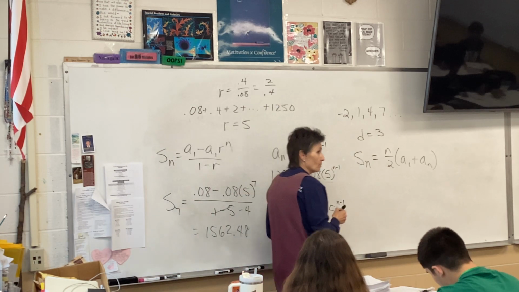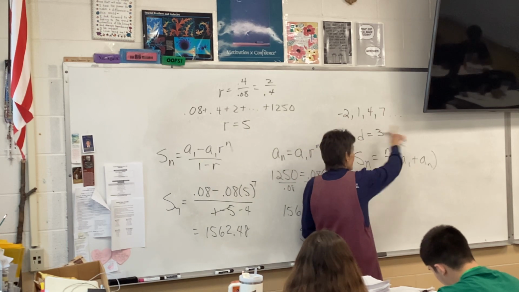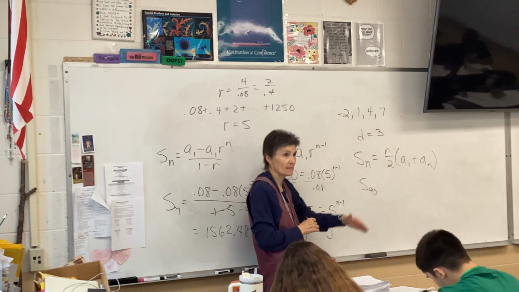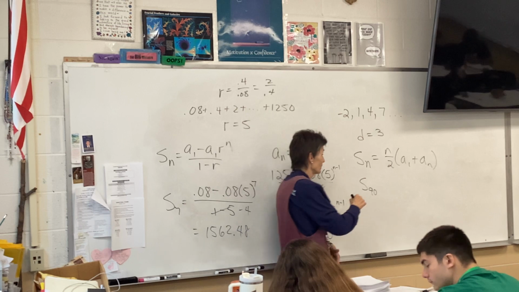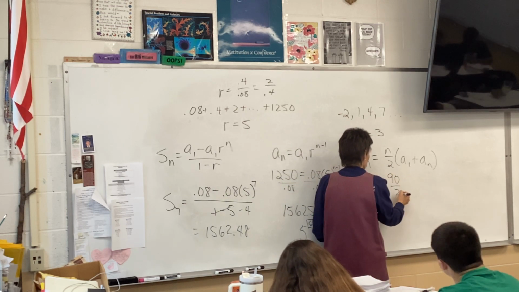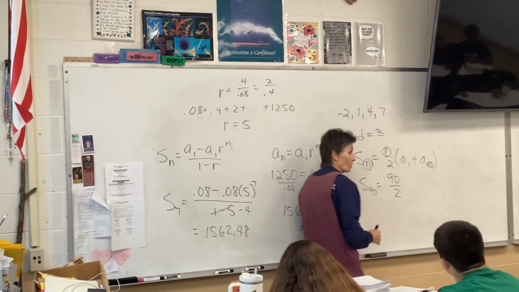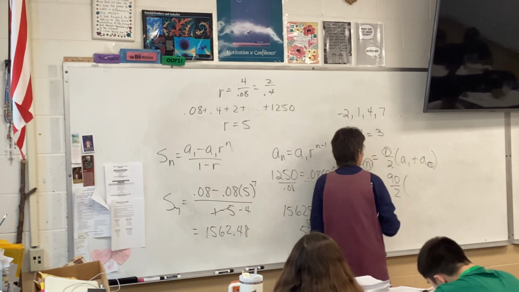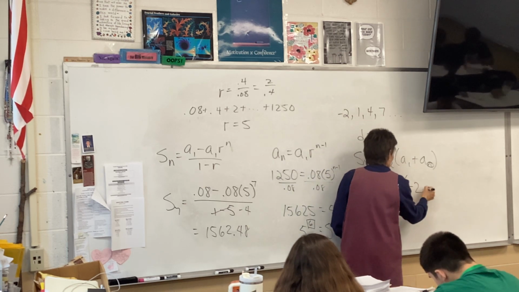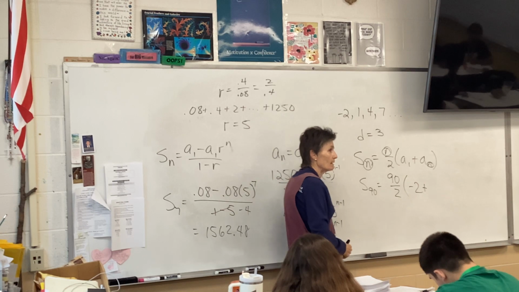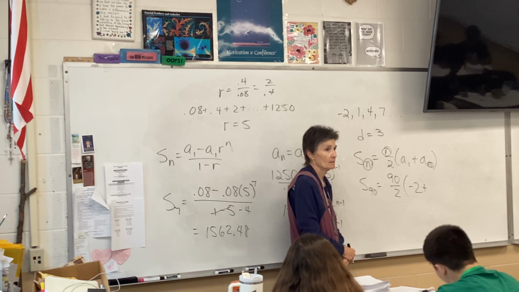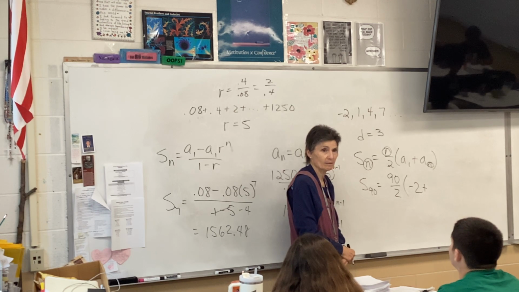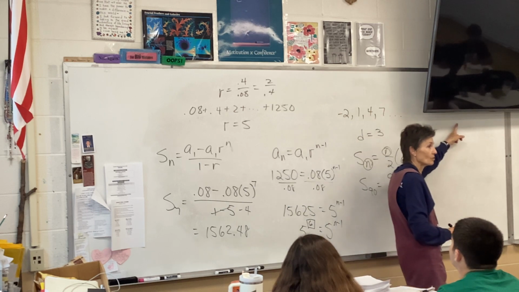Now, here we go. Our job is to add up 90 of those. So n is 90. That's how many I'm adding up. They tell me, add up 90 of them. So 90 over 2. These n's are all the same. They're 90. What's a sub 1? Negative 2. What's a sub 90? What does a sub 90 mean? The 90th term? Do I know the 90th term?